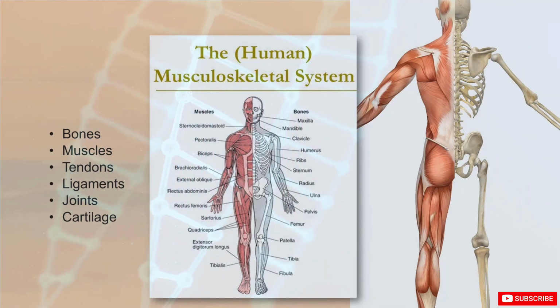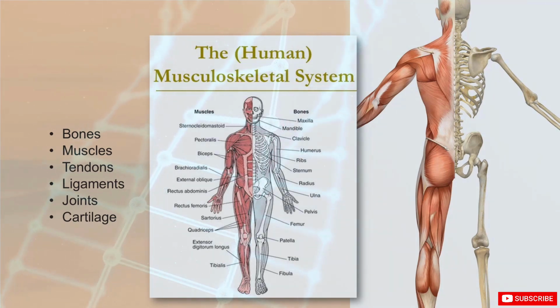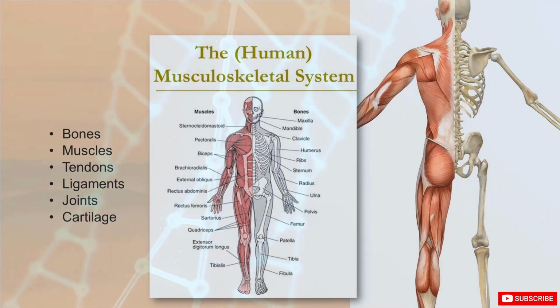Cartilage. Cartilage is a smooth, flexible, and rubbery connective tissue found at the ends of bones in joints. It acts as a shock absorber and reduces friction during movement. Cartilage helps to protect bones and allows for smooth, painless movement at the joints.